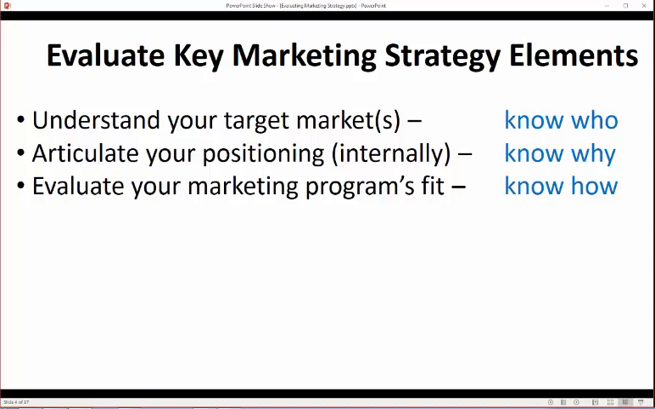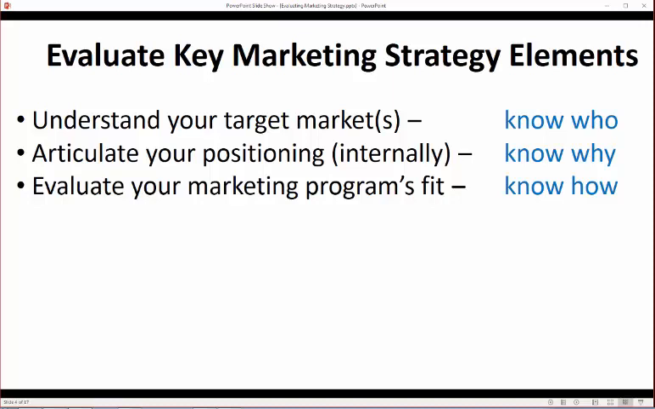When we evaluate our marketing strategy, we're going to first look at how well we understand our target markets, knowing who it is we're trying to serve. Then we want to evaluate how well we're articulating our positioning statement. And here I'm referring to internally. Do the people who are running and operating our business clearly understand the positioning we're trying to achieve? And in knowing that, are they acting strategically, making strategic decisions in a way that supports that ideal positioning?